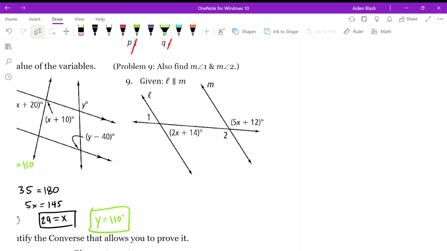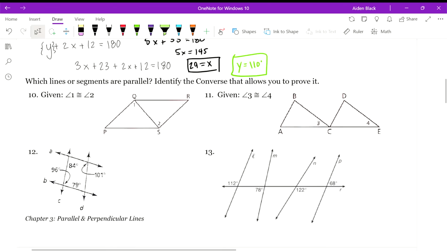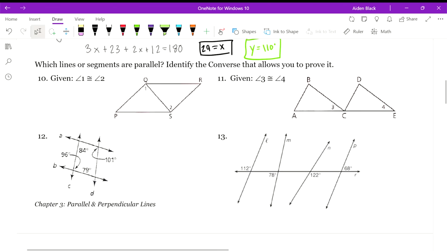So let's go down to one of these problems. What's given? Angle 1 is congruent to angle 2. It says which lines or segments are parallel. Identify the converse that allows you to prove it. Good. So we really are only going to be able to find one set of lines that are parallel. So that set would be not these ones. Yeah, it would be these ones.